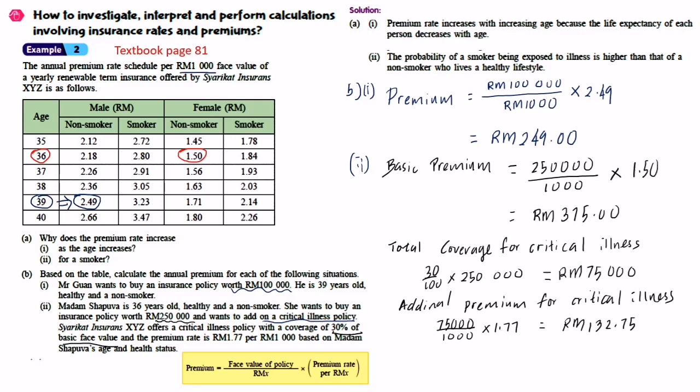So now we calculate Madam Shapruva's annual premium. We just add the basic premium, 375 ringgit, and the additional premium for critical illness, 132 ringgit 75 cents. So the total is 507 ringgit 75 cents.